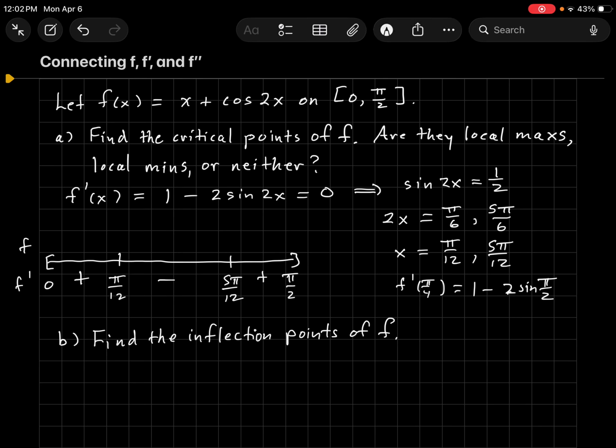So if I draw f, increasing, decreasing, increasing, I see that f has a local maximum at x equals pi over 12, and f has a local minimum at 5 pi over 12. If you need to stop and take a little more time to plug in your trig special values into f prime, feel free to do so.